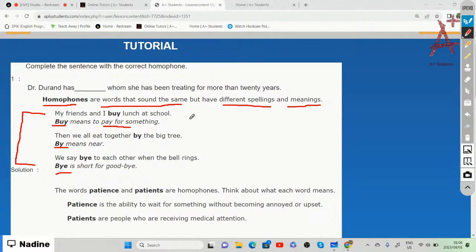So in this case, bye is a homophone. These are words that sound the same, but they are spelt differently, as well as the meanings of these words are different. So homophones are words that sound the same, but have different spellings as well as different meanings. And we made an example of buy, by, and bye, which sound the same, but the spelling is different, as well as the meaning.